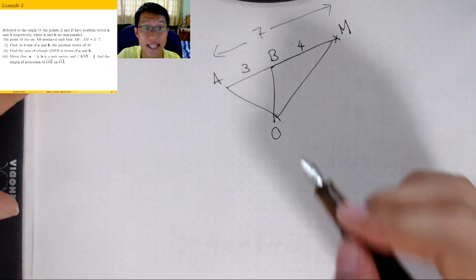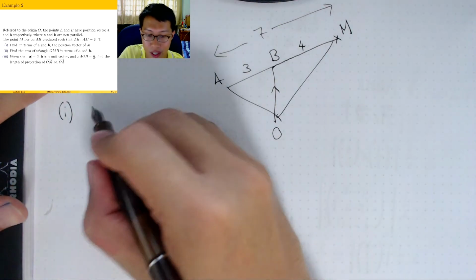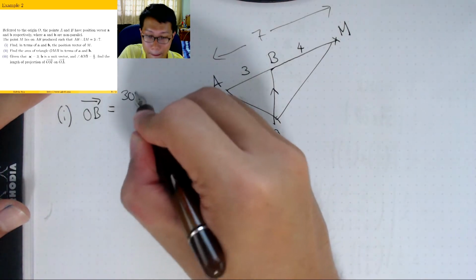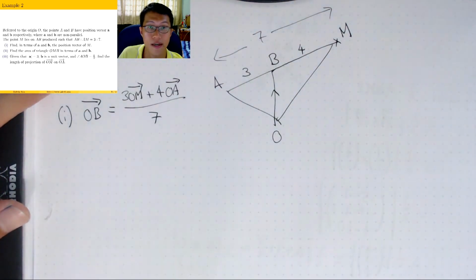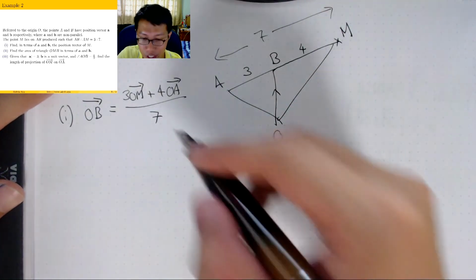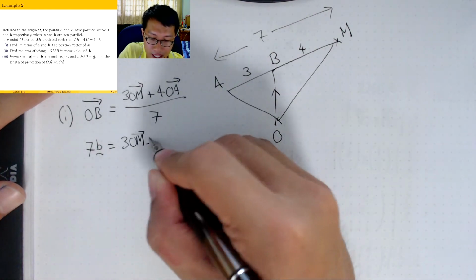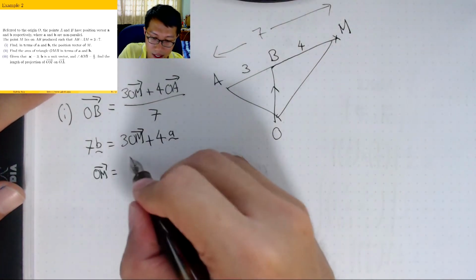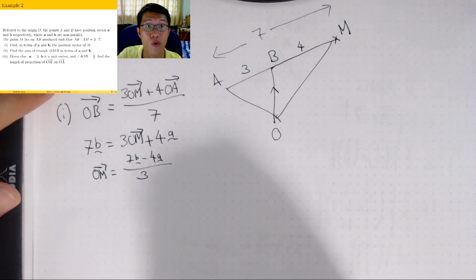So how does the ratio theorem work in this case? Ratio theorem gives us the guy in the middle. So if we start off with question 1, ratio theorem gives us OB equals, cross multiply, (3OM + 4OA) over 3 plus 4, which is 7. We are given that OA is vector A and OB is vector B. We will plug that in and rearrange our equation, multiplying the 7 across. 7B equals 3OM plus 4A. We make OM the subject, which gives us (7B minus 4A) over 3. And that's our answer for part 1 for OM.